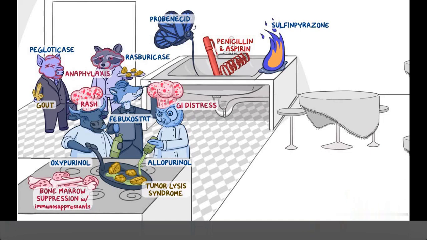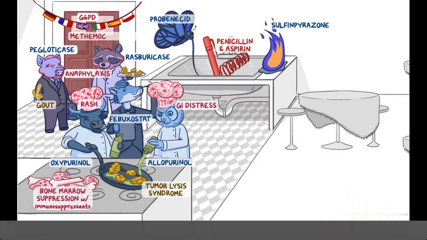For contraindications, let's put the flags of the six countries that lead the EU, called the G6, above the doorway to help you remember these medications are contraindicated for people with G6PD. Now, these people can get methemoglobinemia when using these medications, which results in chocolate-colored blood. So, let's make the door a giant bar of chocolate.